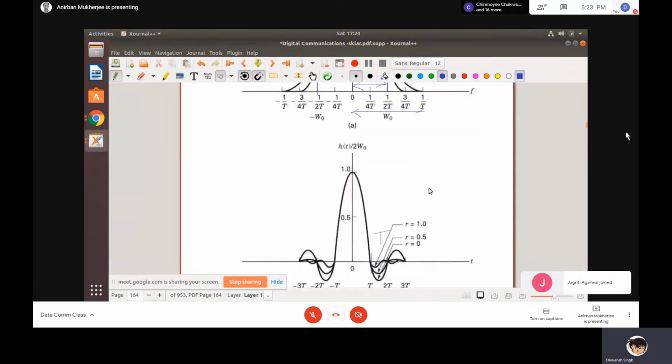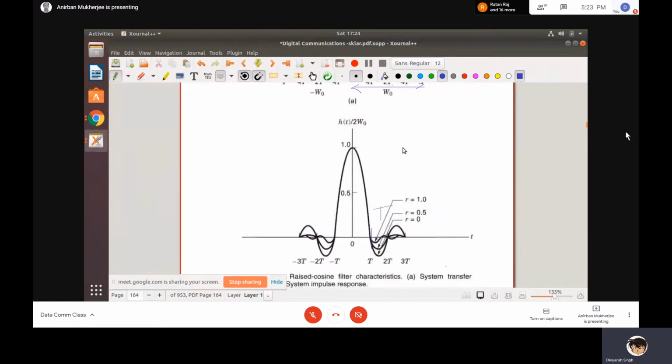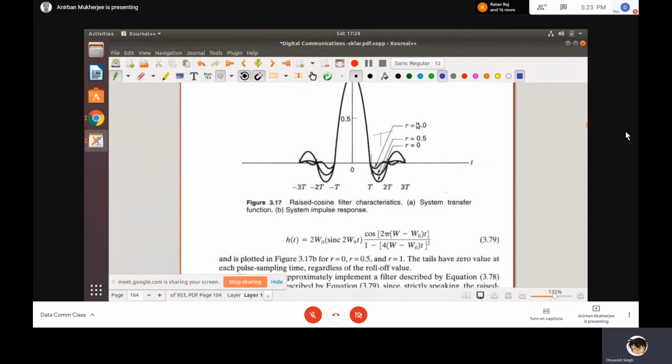Okay, and also you see these frequency domain characteristics depending on R 0.5, R 1, they are all raised cosine characteristics, and the point is that for R equal to 1, where you are using double the bandwidth, at this point the damping is very high. You see, when R equal to 0, a pure sinc, it has a huge gap.